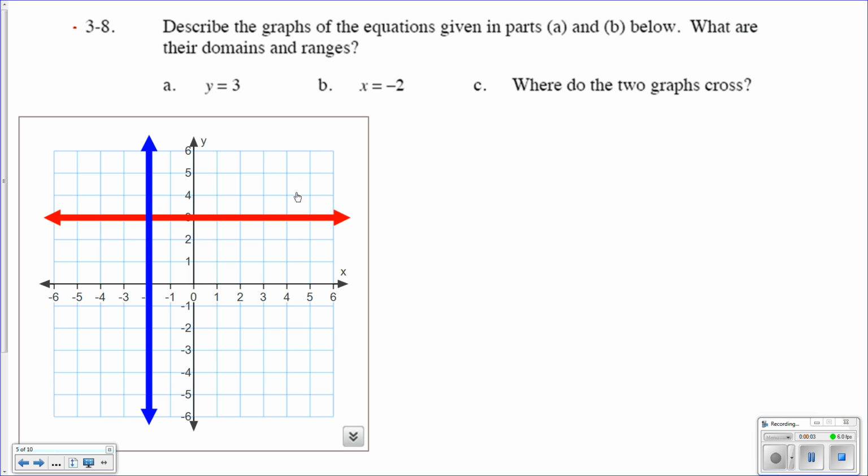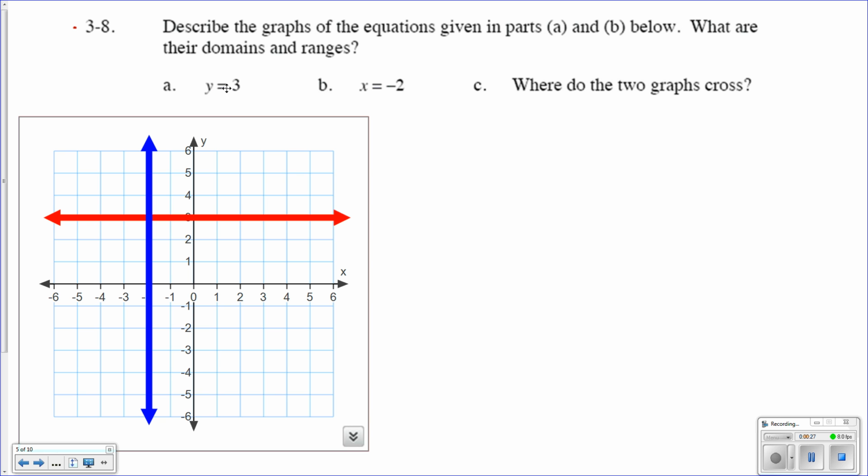Problem 3-8. Describe the graphs of the equations given in parts A and B below. What are their domains and ranges? Well, you didn't have them already drawn on your graph. I decided to just go ahead and get out my tools and draw them straight so you could see them before I even talked about it.